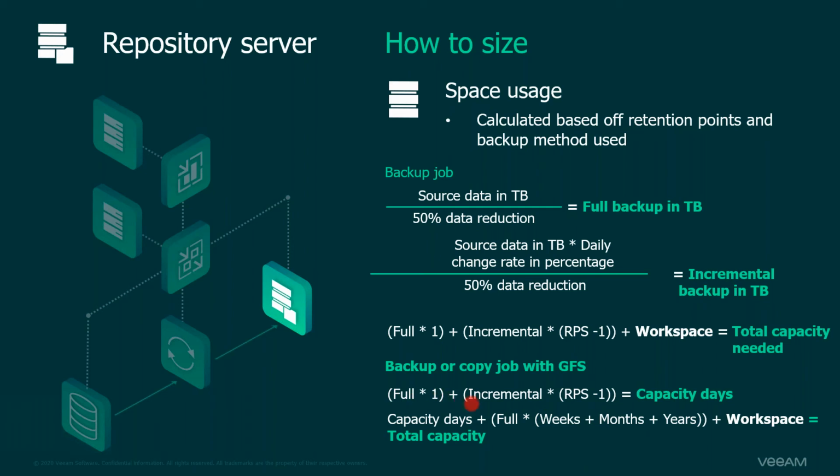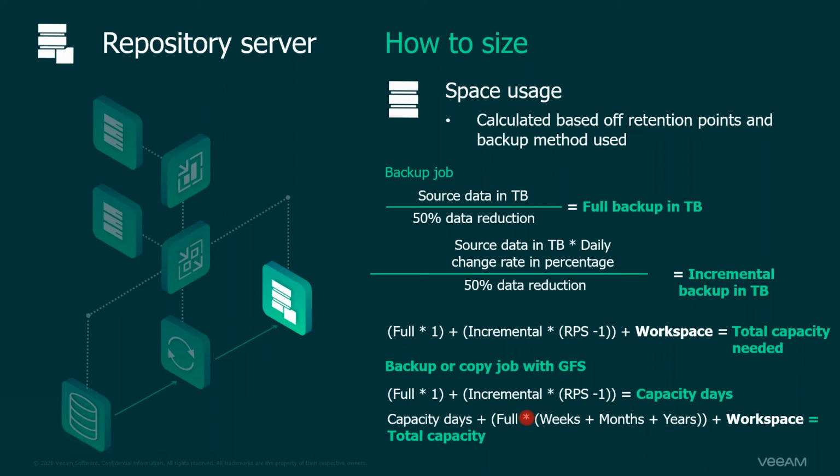The beginning is the same, right? All of our capacity days, which would be our normal restore points, full plus those incrementals. However, we now need to add in our GFS, our weeklies, monthlies, and yearlies. So when we're writing to, let's say, a NAS or an SMB share, what we're going to do then is take the capacity days, this first calculation, plus our full backup for every weekly that we have and every monthly that we have and every yearly that we have. So each GFS point is going to be a VBK, so it can be a self-contained restore point. And then we're going to add in that workspace for our total capacity.